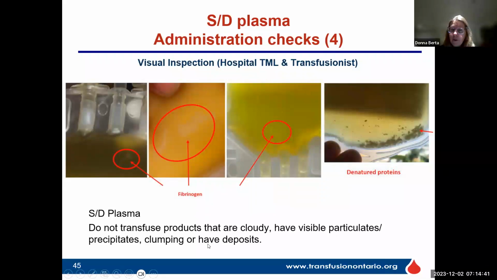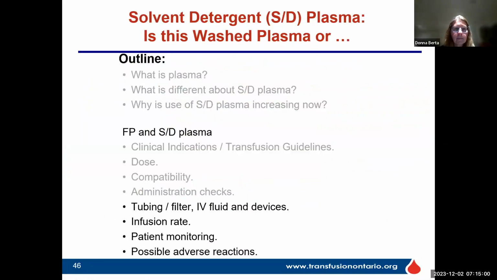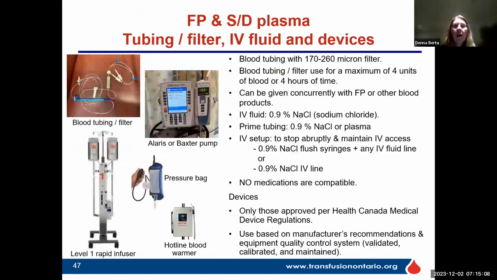The bottom line for you administering the transfusion, you don't want to transfuse anything that's cloudy, has particulates, precipitates, clumps, or deposits. So it should be clear. And this is checked in blood bank, but it is part of the checking process that we use before administering a product. So we're going to move on now to talk about tubing, filters, infusion rates, monitoring, and adverse effects. So this is a busy slide.